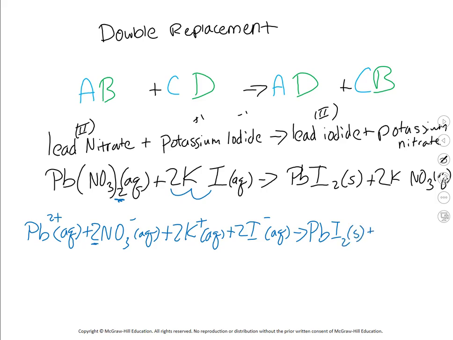Lastly, the potassium nitrate. Is that going to dissociate? Yep. And just like with the potassium iodide, I'm going to distribute that too. So I'm going to get 2 potassiums and 2 nitrates. And everything gets a state of matter.